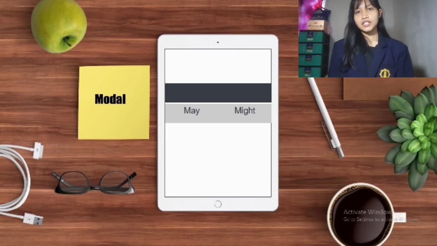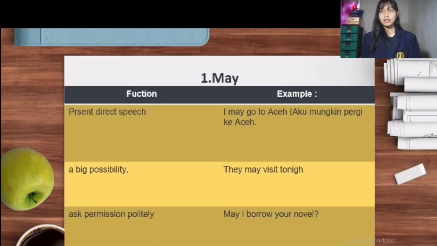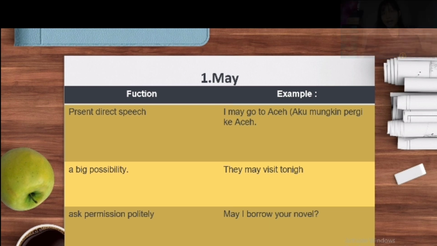The third one, there's may and might. Function of may, present in the reported speech. For example, may I go to Aceh? The second function is a big possibility. For example, they may visit tonight. And the third function, ask permission politely. For example, might I borrow your novel?